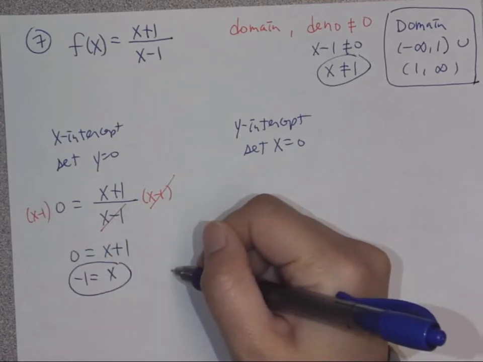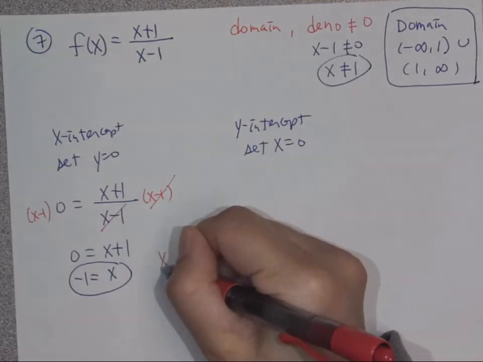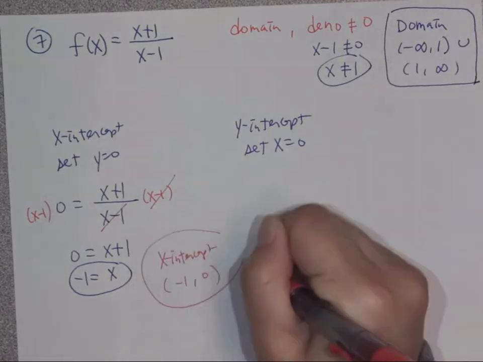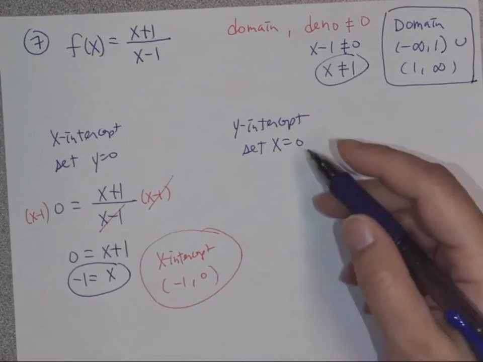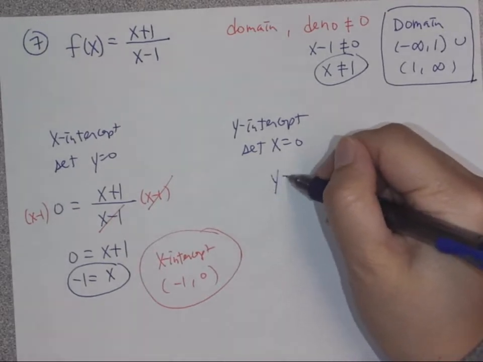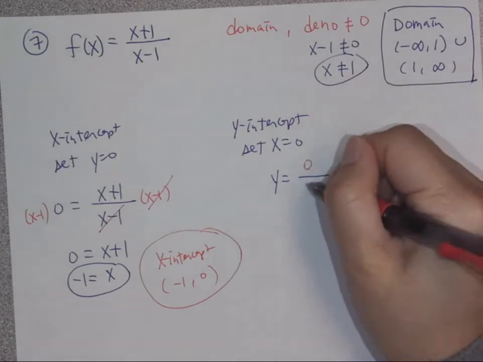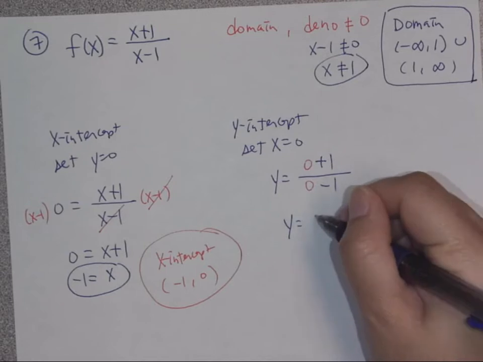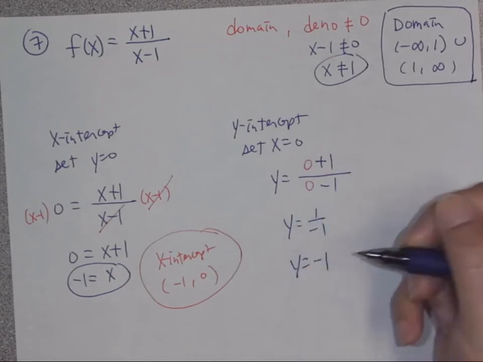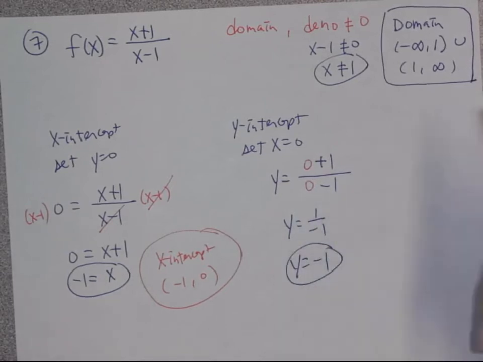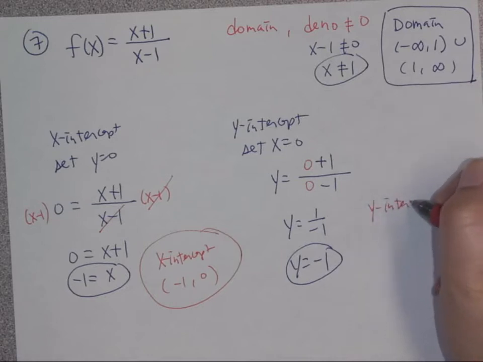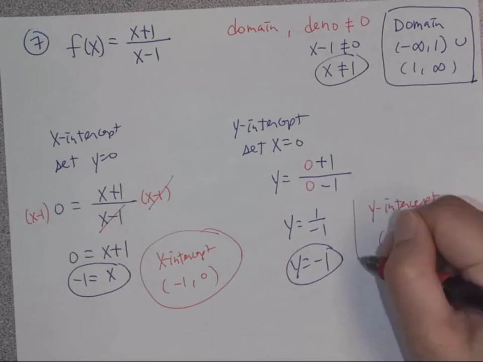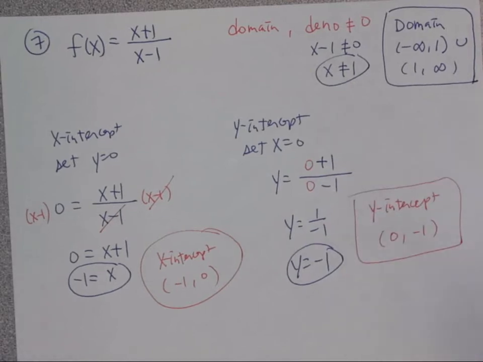So my x-intercept is going to be negative 1 for x, y equals 0, right? For the y-intercept, I'm going to set x equal to 0, so y equals 0 plus 1 over 0 minus 1, y equals 1 over negative 1, which is just negative 1, right? So for my y-intercept, x is 0, y is negative 1. Alright, so far everybody's okay.